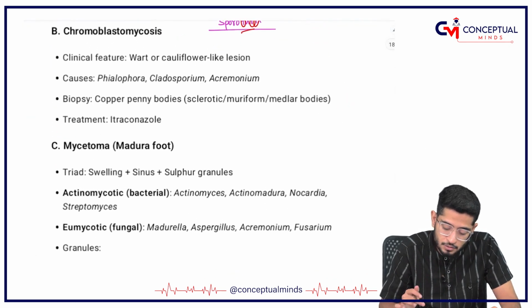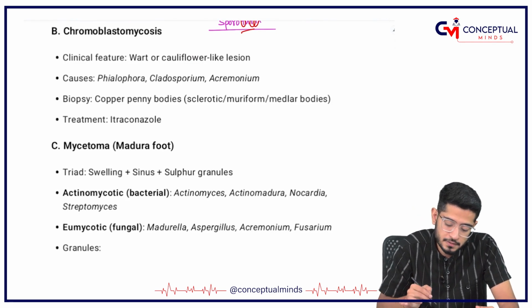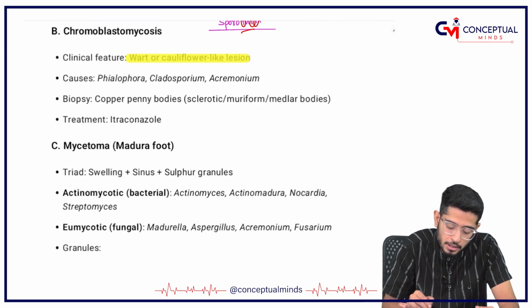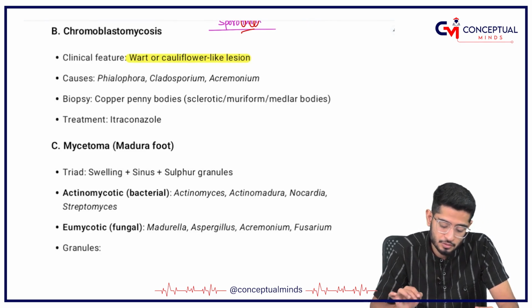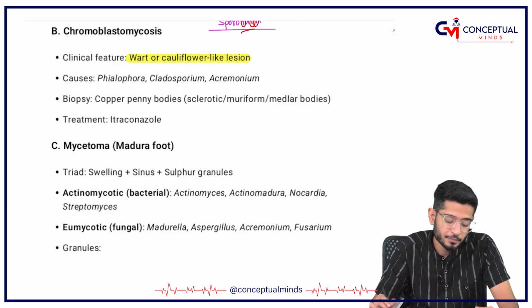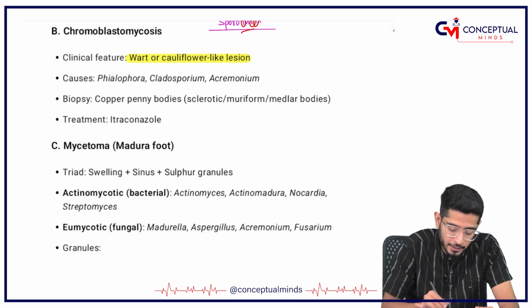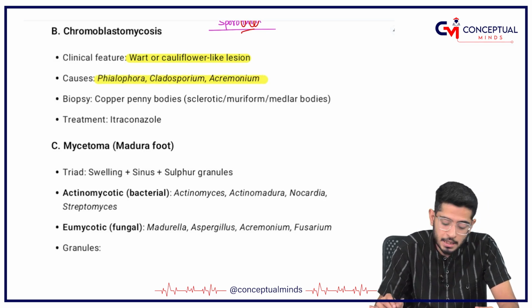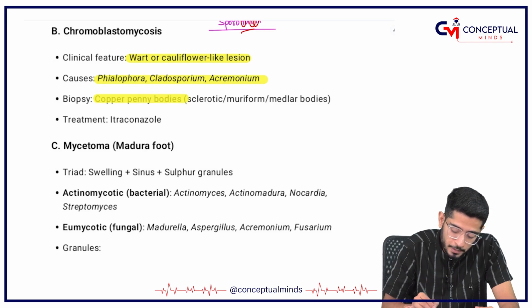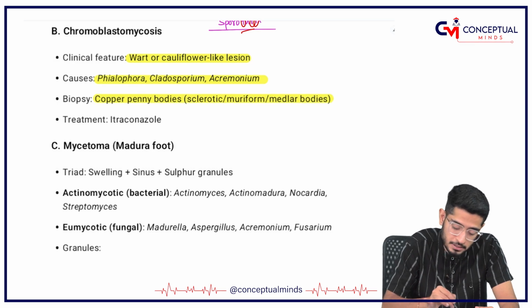Coming on to Chromoblastomycosis, this is again important. Chromoblastomycosis has got a wart or a cauliflower-like lesion, and Chromoblastomycosis is the disease which is caused by Cladosporium, Acremonium. In the biopsy, it shows copper penny bodies which are also called sclerotic muriform medullary bodies.